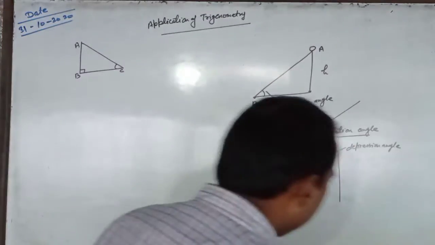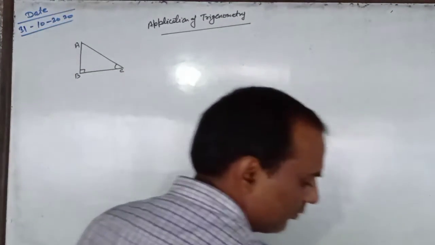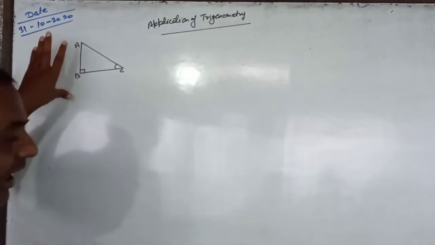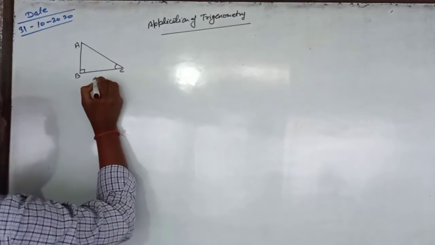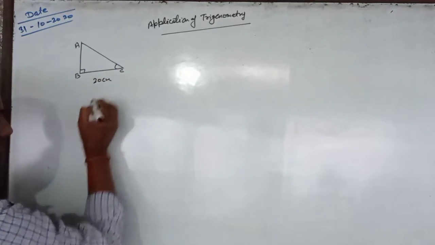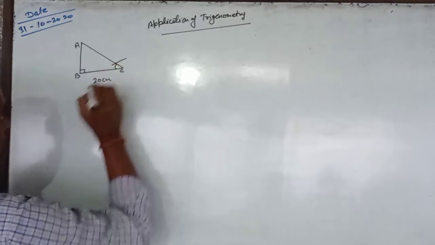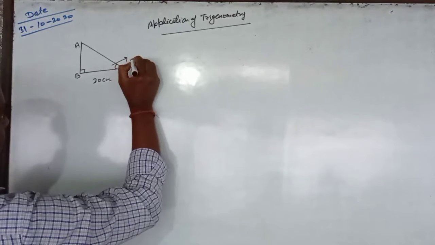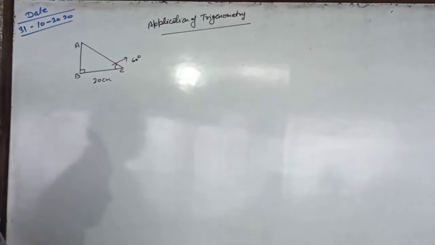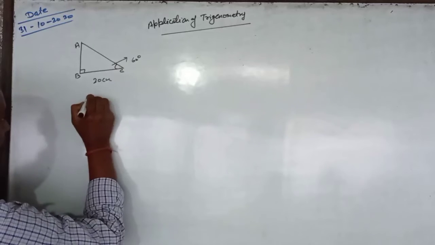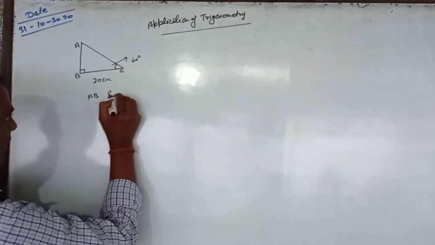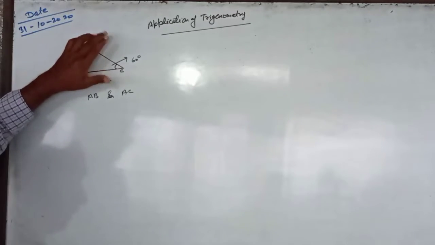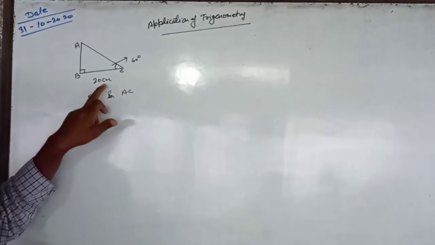Here now see, if ABC is a triangle and only one side, let BC be given as 20 cm, and this vision angle, it means elevation angle, is given as 60 degrees, and we have to find AB and AC. If we have to find AB and AC, at first see what is given.